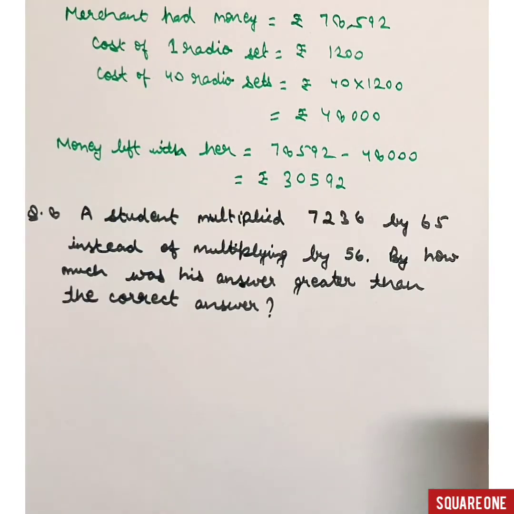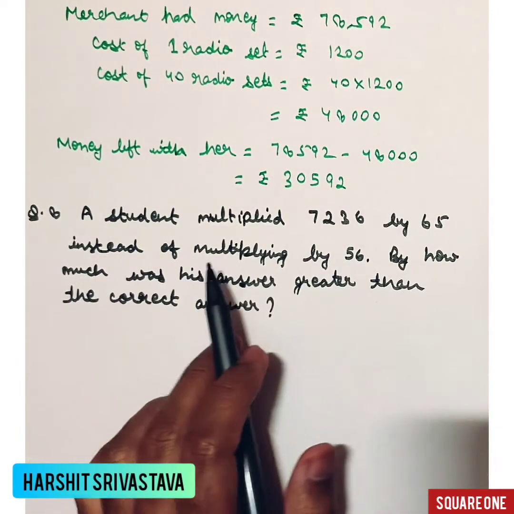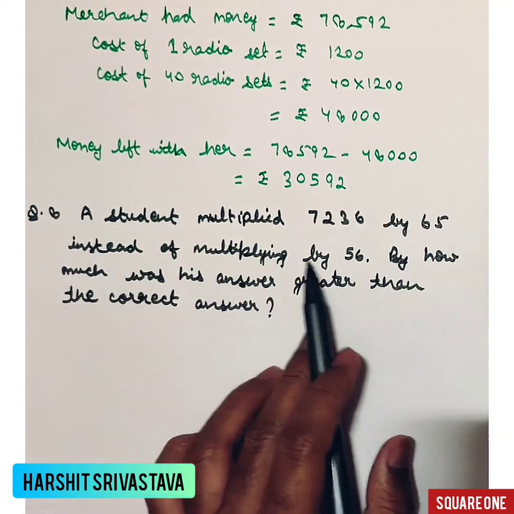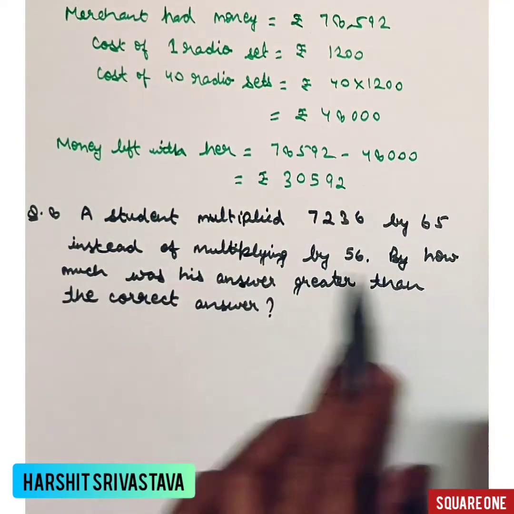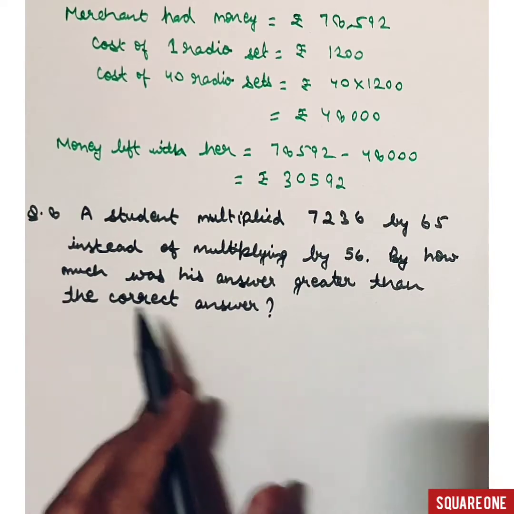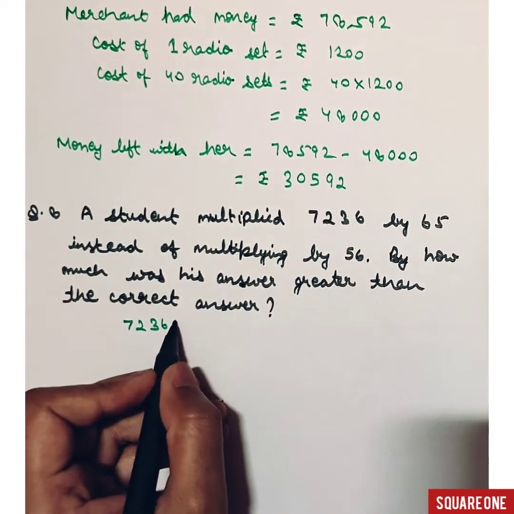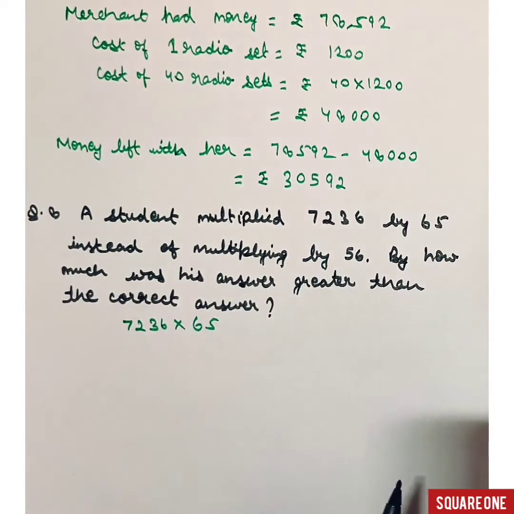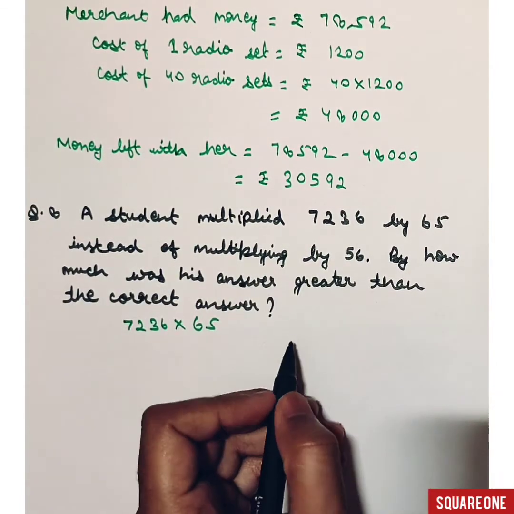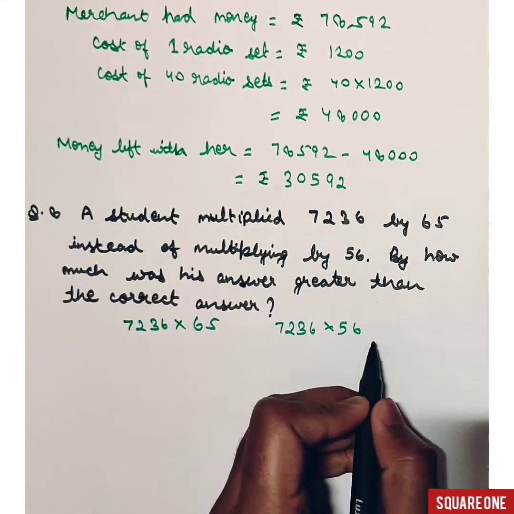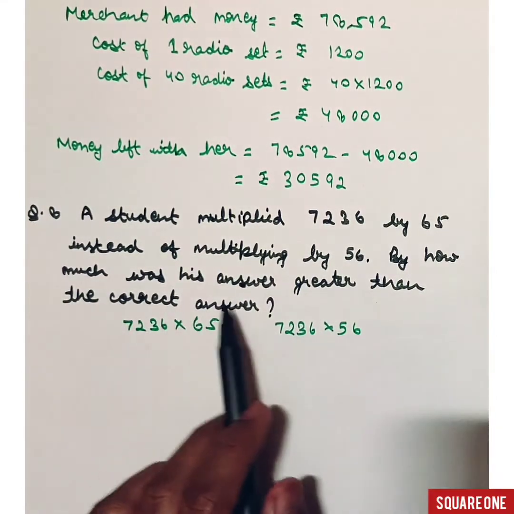In question number 8, a student multiplied 7,236 by 65 instead of multiplying by 56. By how much was his answer greater than the correct answer? Now a student multiplied 7,236 by 65 instead of multiplying by 56. That means he should have multiplied 7,236 by 56. By how much was his answer greater than the correct answer?